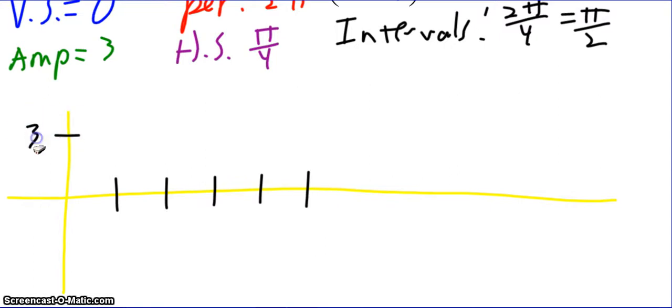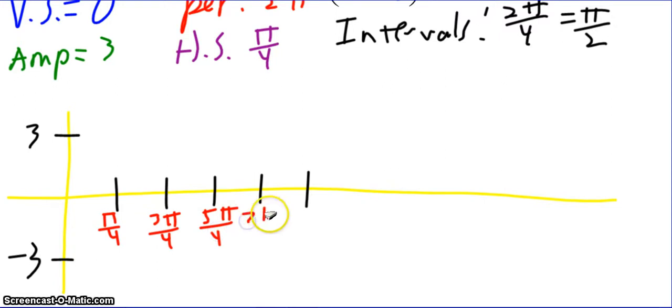This is going to be 3. This is going to be -3. Now I'm going to actually label these. So again, this is pi fourths. And now the intervals are pi halves, so I'm adding pi halves each time. So pi fourths plus pi halves is going to be 3 pi fourths, 5 pi fourths, 7 pi fourths, and 9 pi fourths. So those are all the points for 1 period of this function. Notice that the distance between pi fourths and 9 pi fourths is 2 pi, which is the period.